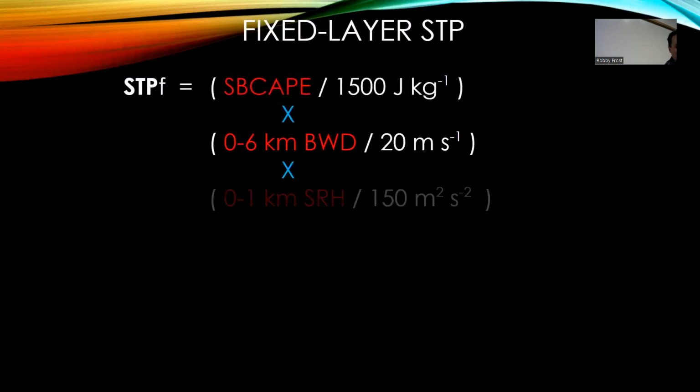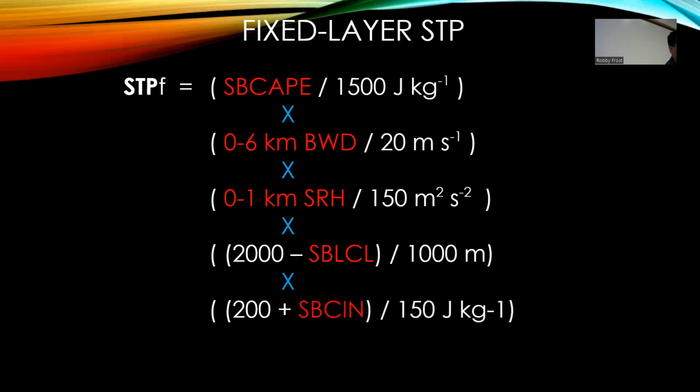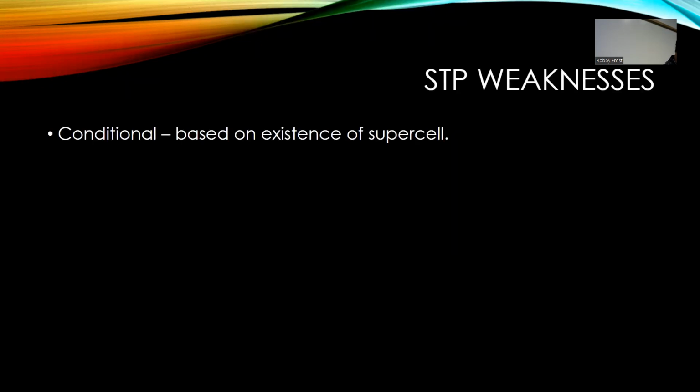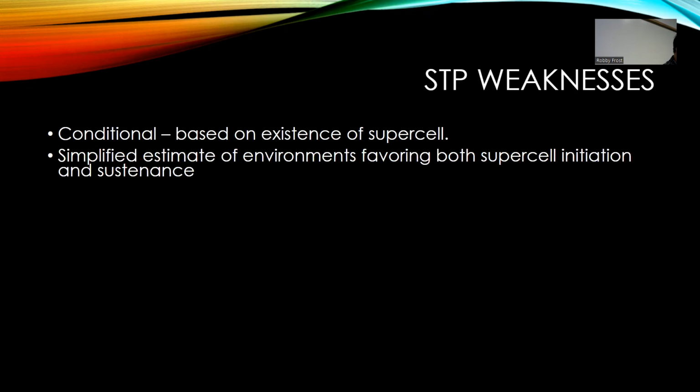And then fixed layer, same stuff, just surface-based versions and fixed layers for the shear instead of the fancy floating layers. We just go with the standard ones. Okay, so weaknesses: you have to get a supercell. This doesn't explicitly tell you that you're going to initiate a supercell thunderstorm.